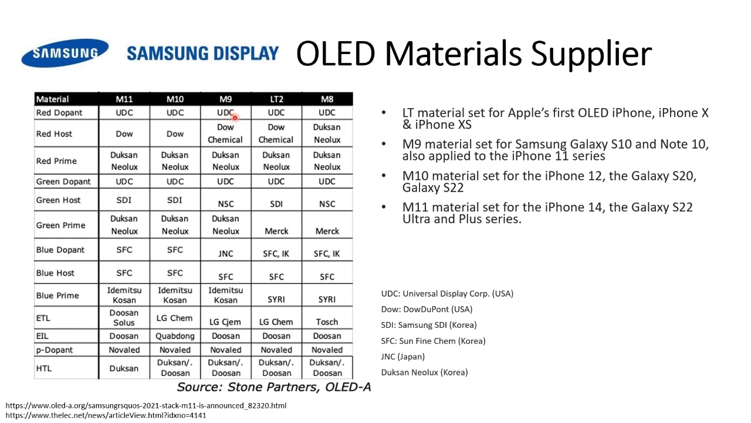The M9 series, which entered the Samsung Galaxy S10 and Note 10, also applies to the iPhone 11 series. And the M10 material set is for the iPhone 12 and the Galaxy S20. And the M11 material set is for the standard 6.1-inch and 6.7-inch models in the iPhone 14 series. And most of these supplier companies come from Korea and the USA.